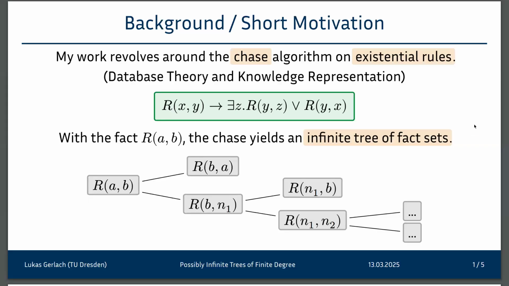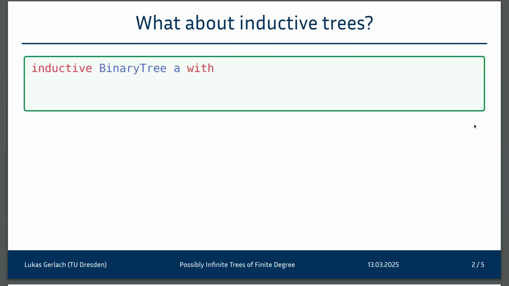And for reasons that are maybe a bit beyond the scope of this talk, I want to formalize the basics of this chase algorithm and existential rules, just basically because I work with it. And it's nice to have stuff properly formalized. And this kind of motivated me to, well, formalize infinite trees of finite degree in the first place. And now you might say, well, why don't you just use an inductive definition? But maybe you already know why I'm not using an inductive definition.